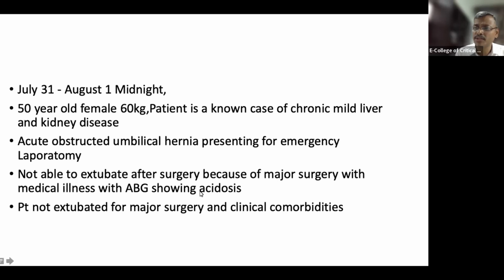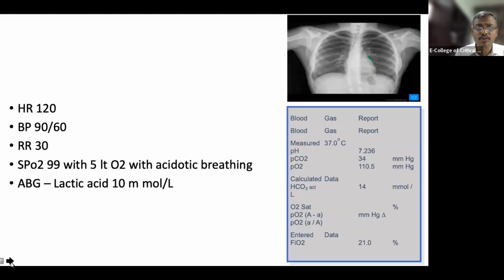And ABG is showing metabolic acidosis. This is what I am concerned about here. When the ABG shows acidosis, first of all, we should not wean this patient. This patient was not extubated, a good decision for major surgery. But from my point of view, you should not even think of weaning here, not even extubation. That is the major point. So the question here is, why does acidosis matter? Last time also you people asked how to manage metabolic acidosis. I think Sundaram also asked the same question.